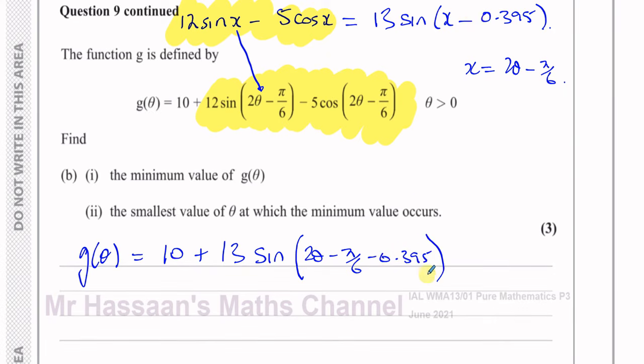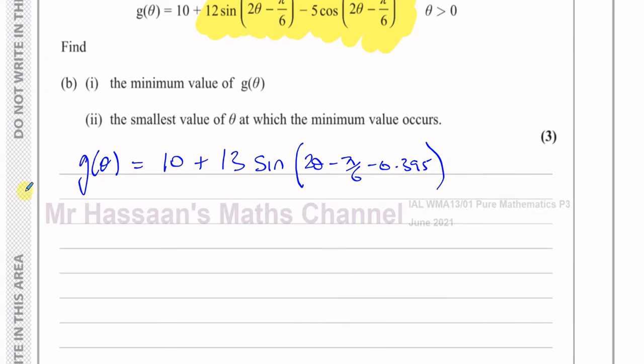That's what this becomes. Okay, this is the same as that now. So replace the x with 2 theta minus pi over 6. Then it becomes 13 sine x minus 0.395, where the x is replaced by 2 theta minus pi over 6. So now we can say that this expression is the same as this expression. They're exactly the same, using the results that we got in part A.